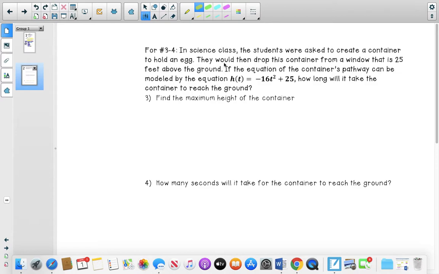Okay, so in science class, the students were asked to create a container to hold an egg. So it's like the egg drop project some teachers do. They would then drop this container from a window that is 20 feet above ground. If the equation of the container's pathway can be modeled by h of t equals negative 16t squared plus 25, how long would it take?